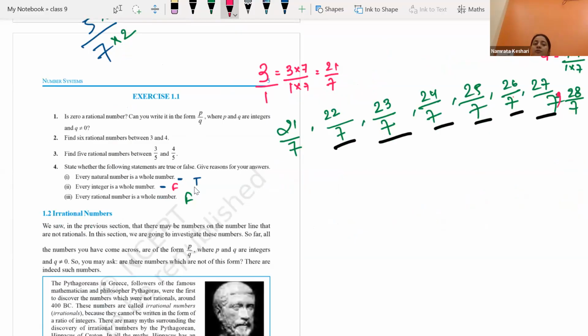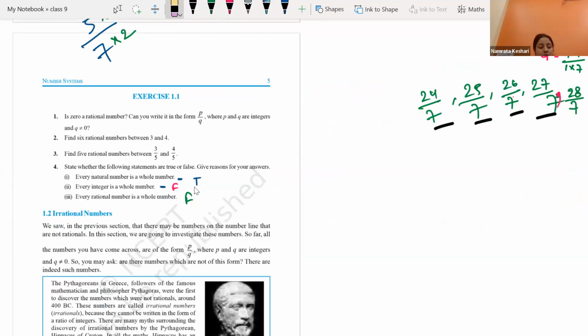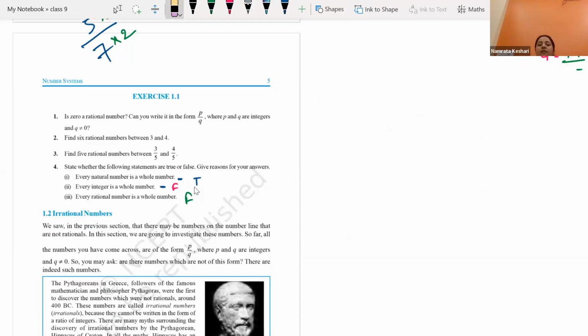Okay, I'm going to show you question number 3 as well. And let's see from the beginning how you will be writing when you are giving any test or exam. Which way you are supposed to write it. So we are having 3 by 5 and 4 by 5. And in between these two, we need to write 5 rational numbers.